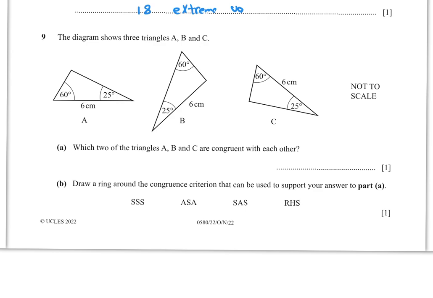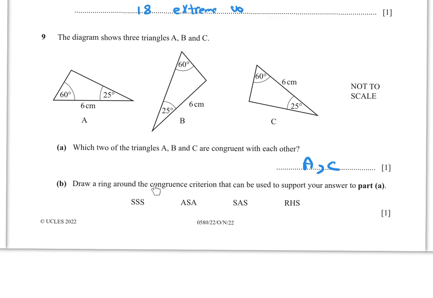Number 9, the diagram shows 3 triangles A, B, and C. Which 2 of the triangles are congruent with each other? For triangle A, we have angle 60 and angle 25, and the side between them 6. Triangle B, we have angle 65, angle 60 and angle 25, and we have side 6 but not included between them. For triangle C, we have angle 60 and angle 25 and the side 6 included between them. So A and C are congruent, because the side is included between the same angles, 6 between 25 and 60, and 6 between 25 and 60.